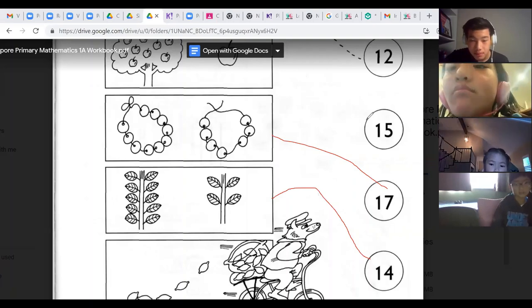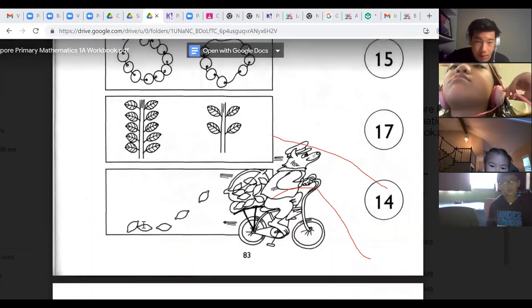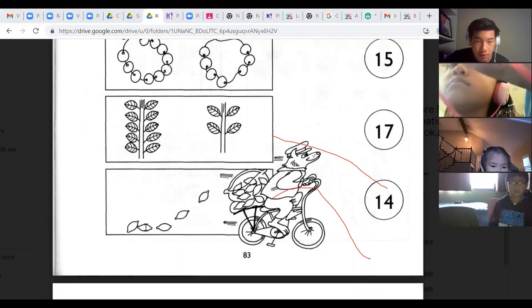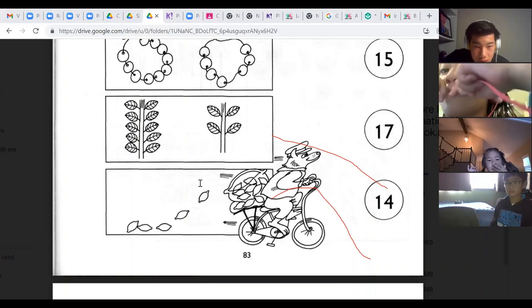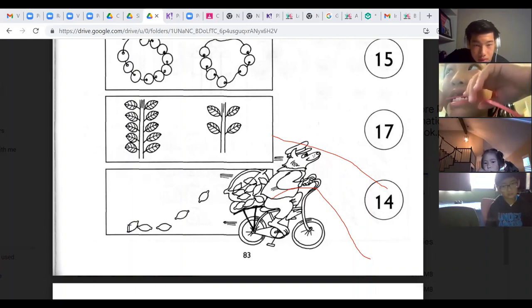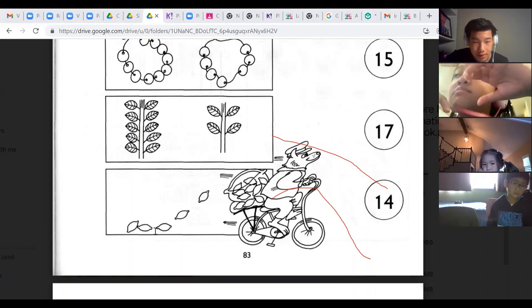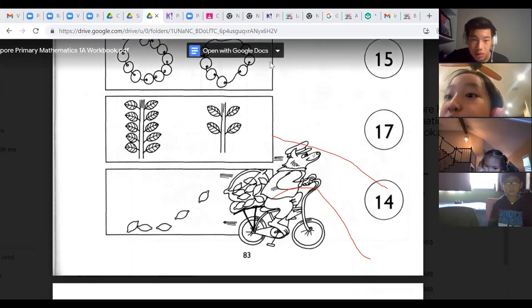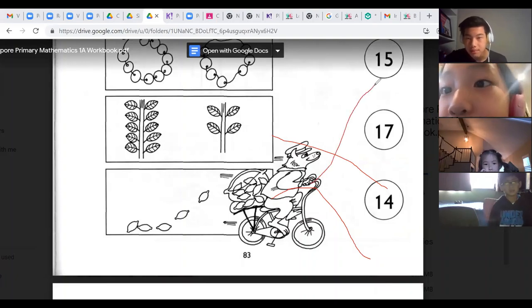Then finally, if we have 1, 2, 3, 4, 5, 6, 7, 8, 10, and then 1, 2, 3, 4, 5, 6, or wait, did I miscount? Yeah, five, sorry. And then we have five more. Lemons or leaves, probably lemons, the answer will be 15.